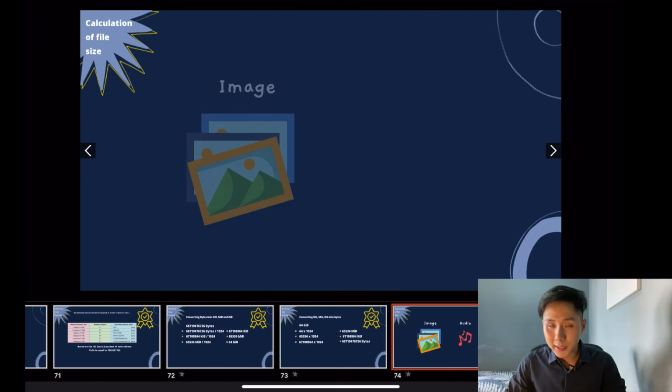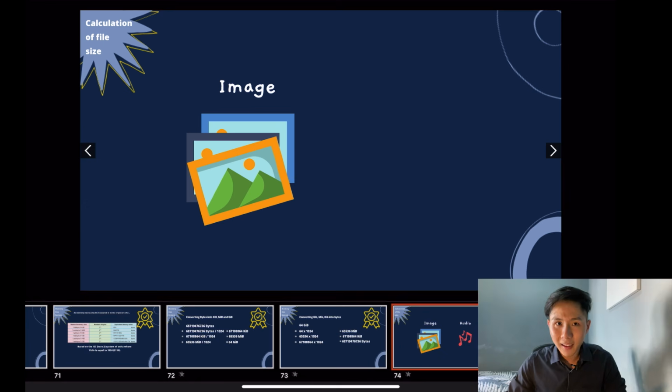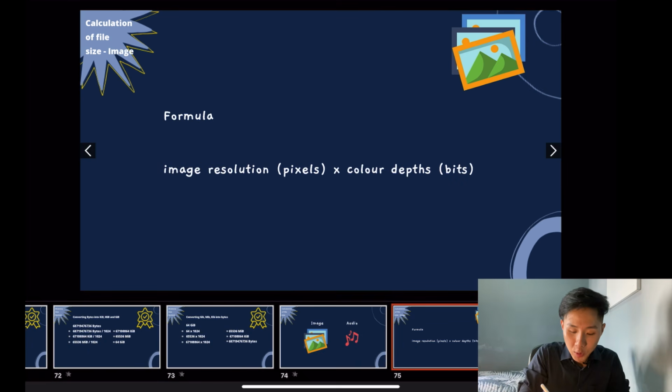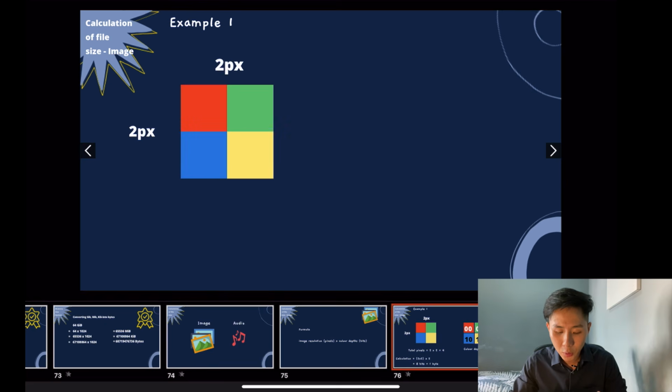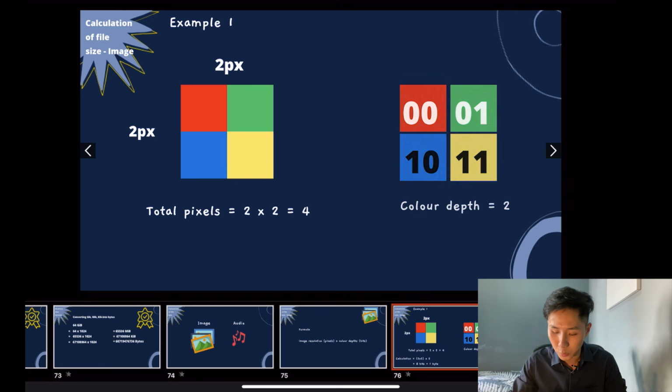Okay, so let's do some exercises which can help us to calculate how big an image is, and also audio. So let's start off with image. How do we calculate the size of an image? There's a formula here: to calculate the size of an image, we just have to take the image resolution, in pixels, and multiply it by the color depth. The way we can derive this formula is very straightforward. Imagine that we have a 2 by 2 image here, and we have a color depth of 2.